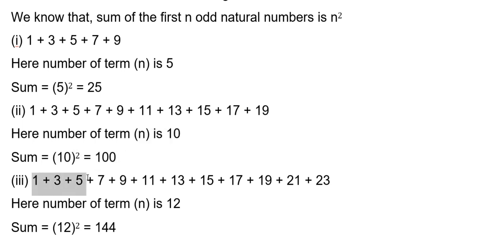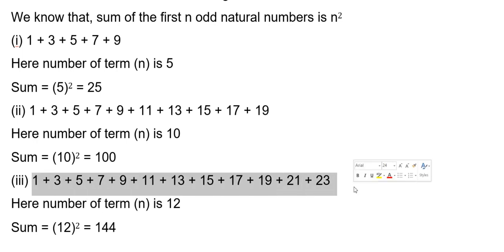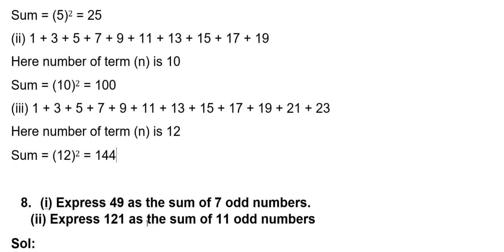Same here. Third one, 1 plus 3 plus 5 plus 7 plus 9 plus 11 plus 13 plus 15 plus 17 plus 19 plus 21 plus 23 is equal to 12 numbers. 12 square is equal to 144. If you add this, we will also get the 144. Please check it.